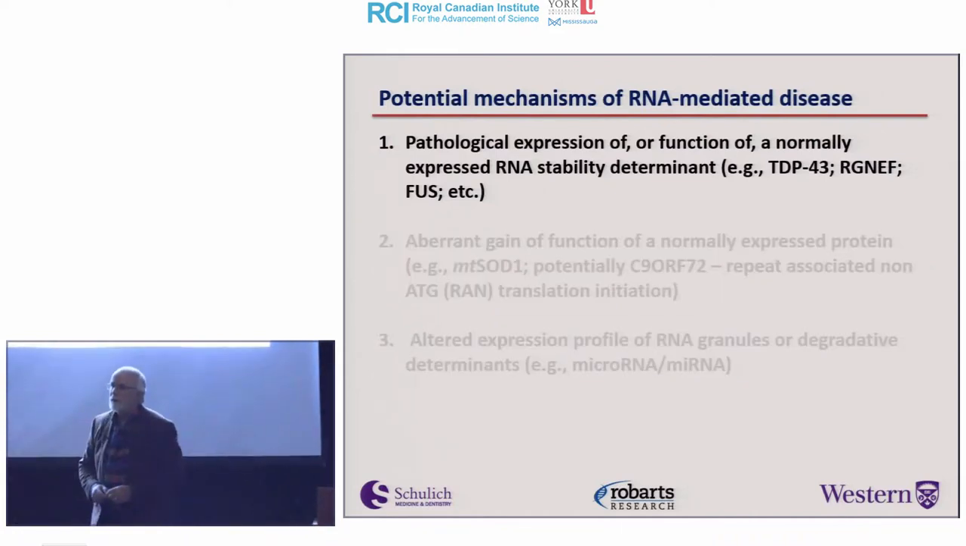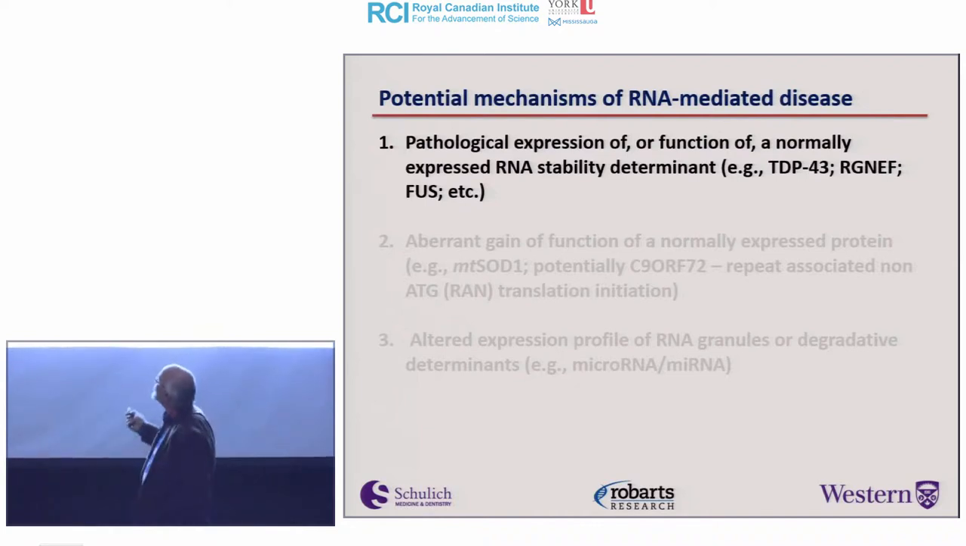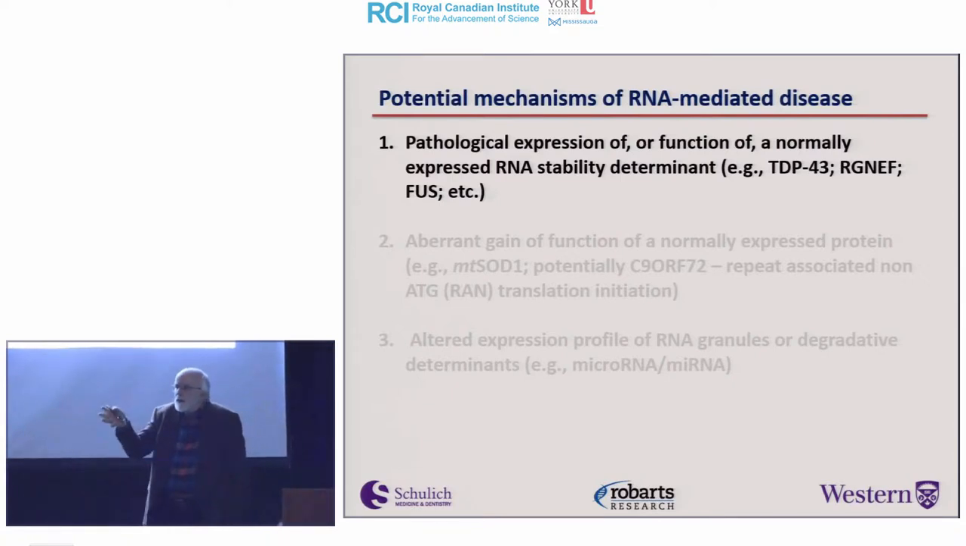I'm going to focus on just one piece, right? And this one piece is really what has changed the way that we think about all of this, and that is that we're just going to say that we have normal proteins that regulate these RNA species. It's normal. They're supposed to be there. That's their job, right? What happens when normal becomes abnormal?